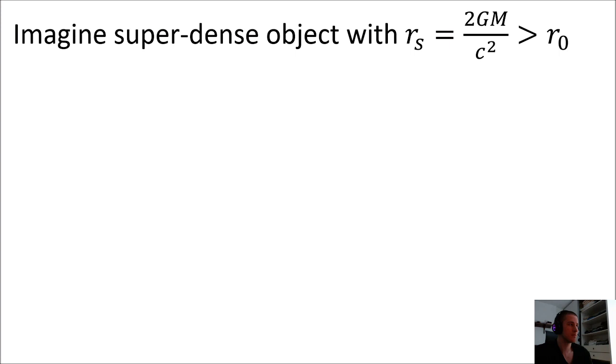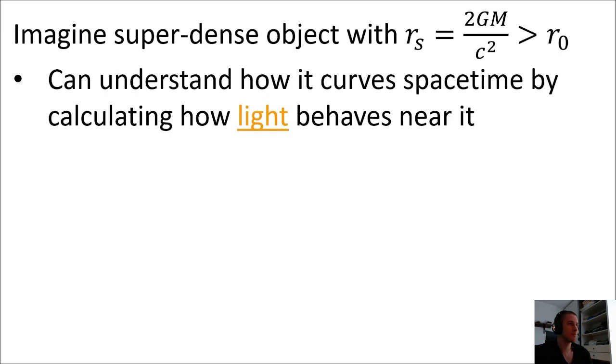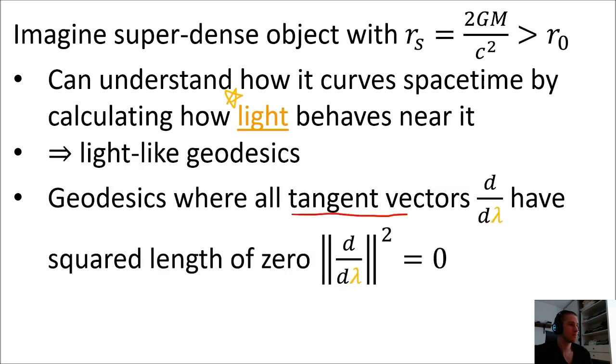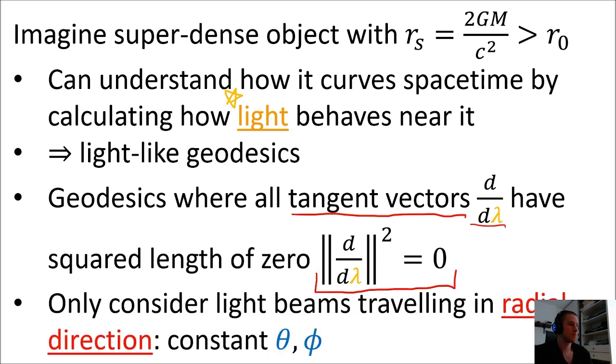If we imagine a super dense object like this, we could understand how it curves space-time by calculating how light behaves near it. In other words, we could calculate the light-like geodesics, which are the geodesics where all the tangent vectors have a squared length of 0. To make things simple, we are only going to consider light beams traveling in a radial direction, so directly toward or away from the mass, with constant theta and phi coordinates.